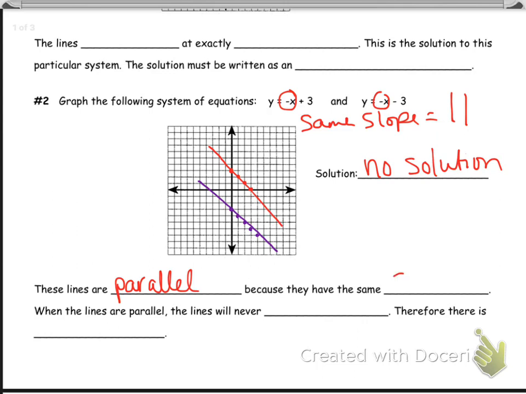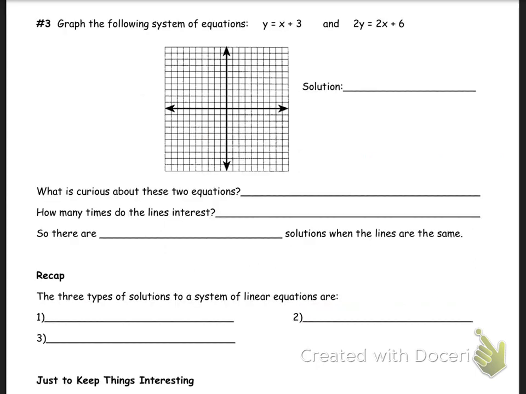So we're going to say the lines are parallel because they have the same slope. And when the lines are parallel, the lines will never intersect. Therefore, there is no solution. So far we've had one solution, now we've had no solution. So on the back here, let's graph this one.